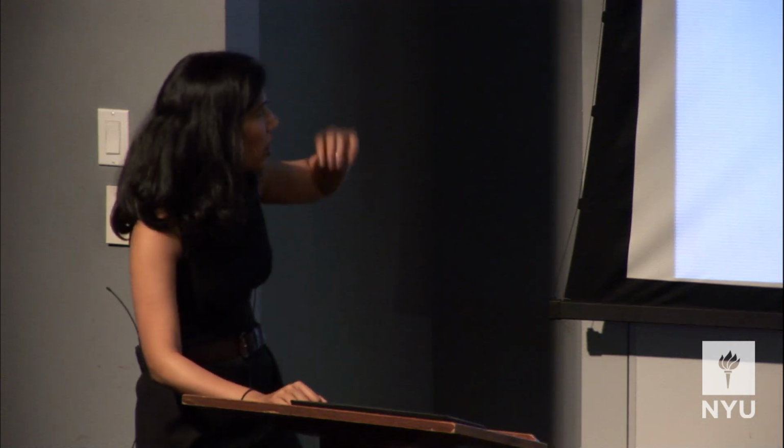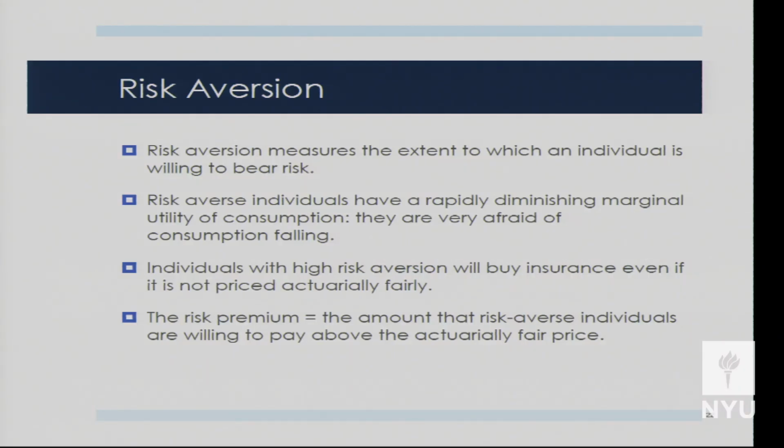Okay, so I'm going to say it again in words. Risk aversion measures the extent to which an individual is willing to bear risk. The more risk averse you are, the less inclined you are to bear risk, the more you're willing to pay to get rid of risk. Risk averse individuals have rapidly diminishing marginal utility of consumption. They are very afraid. Another way to say this is they're really afraid of consumption falling in the bad state of the world. They really don't like low levels of consumption in some states of the world. Individuals with high risk aversion will buy insurance even if it's priced at more than is actuarially fair, because they love insurance, right? The risk premium is the amount that risk-averse individuals are willing to pay above the actuarially fair price.